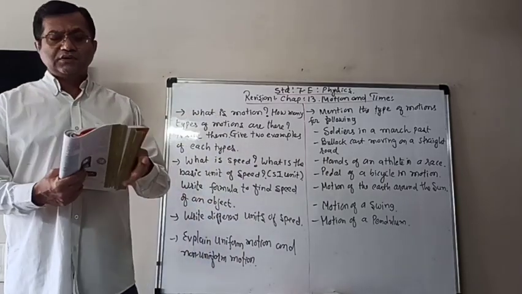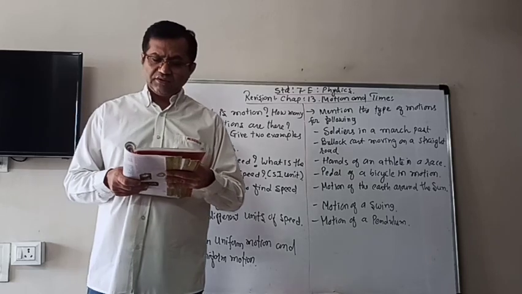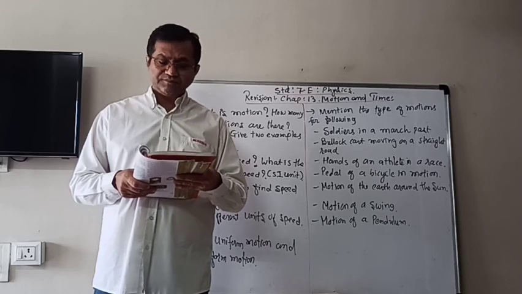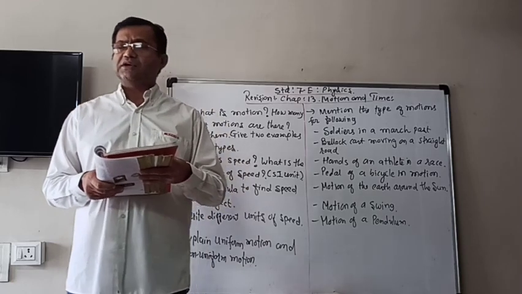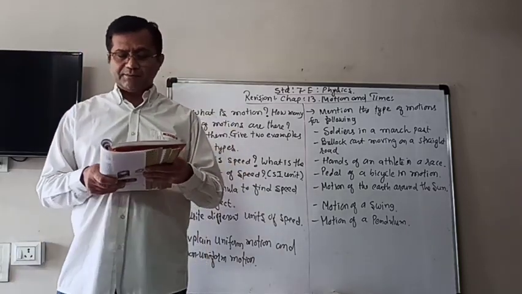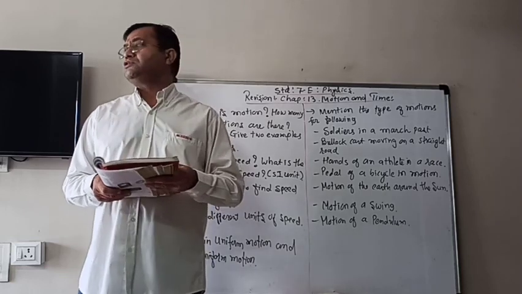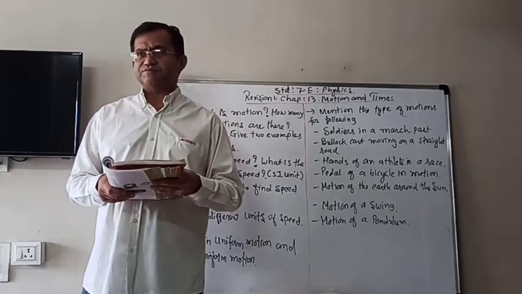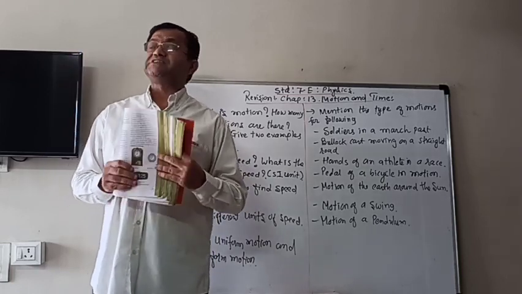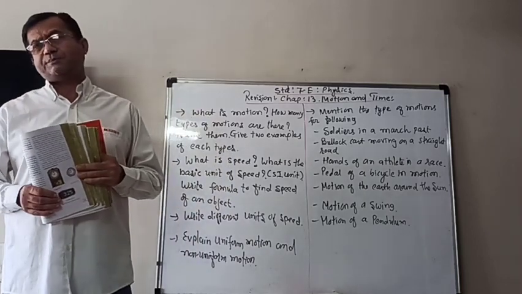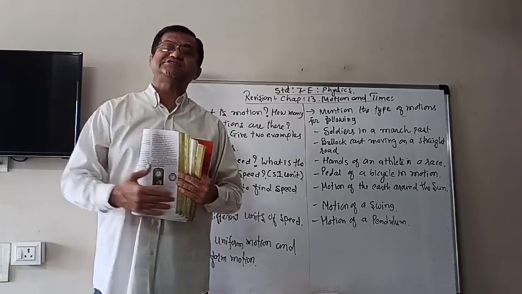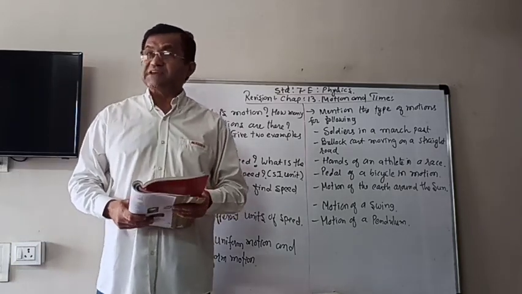So the word we use for this is speed. From the speed we can understand which vehicle is faster and which is slower, by comparing them. To find the speed of an object, we need two things: how much distance is covered by that vehicle, and to cover that particular distance, how much time is taken.